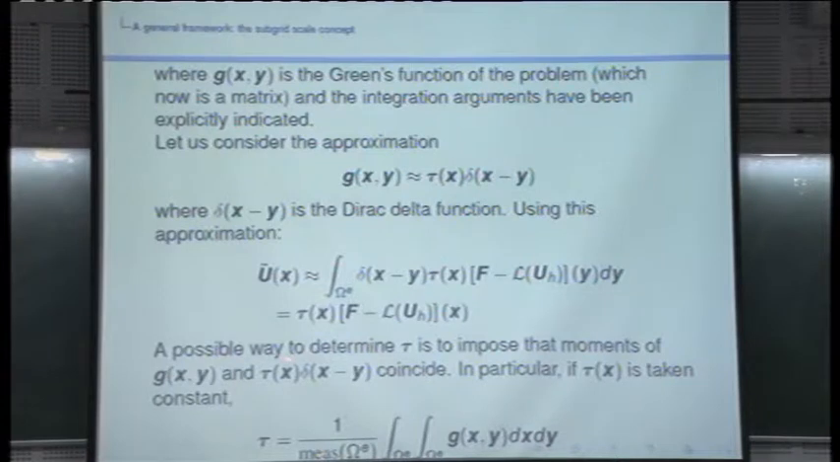So how do we determine tau? For example, the original paper is more or less historical, so take it just as information. In that original paper, it was proposed that tau has the correct mean. In particular, the mean of the approximated Green function coincides with the mean of the exact Green function. And then you get some expressions in some particular problems that are interesting.